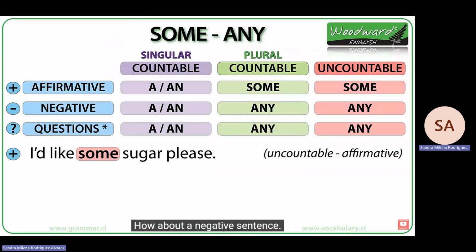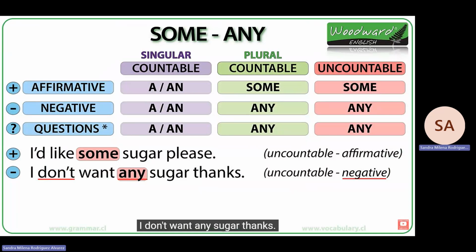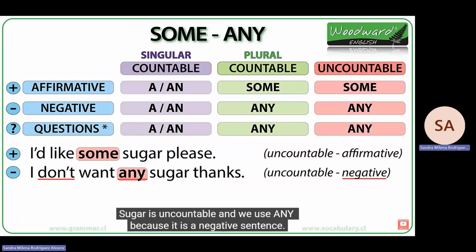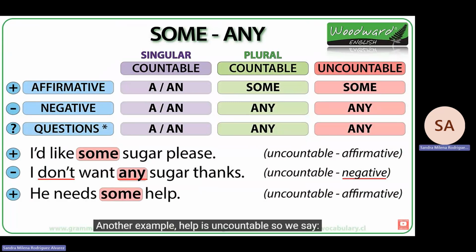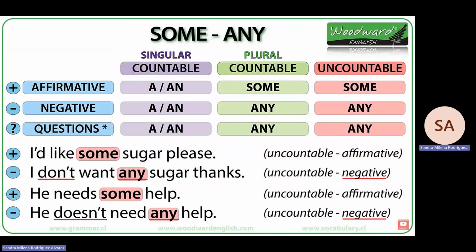How about a negative sentence? I don't want any sugar, thanks. Sugar is uncountable, and we use any because it is a negative sentence. Another example, help is uncountable. So we say, he needs some help, which is an affirmative sentence. The negative would be, he doesn't need any help.